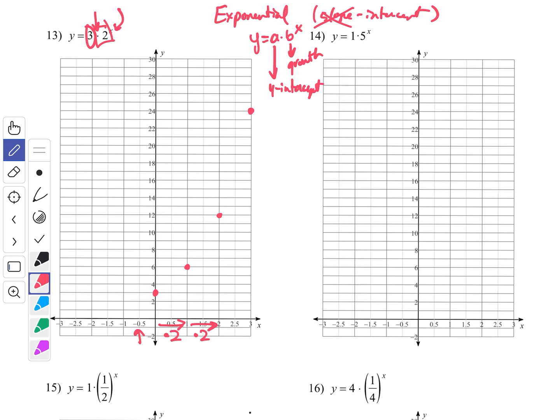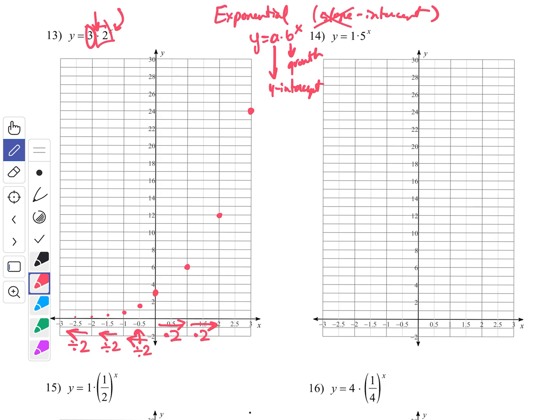Okay? Now, that gives me half of my equation, so I want to go backwards. And if I go backwards, I do the opposite. I divide by 2. So 3 divided by 2 would be about 1.5, then about 0.75. And then it just keeps getting closer and closer to that y or x-axis.